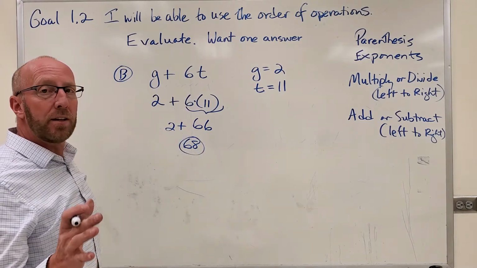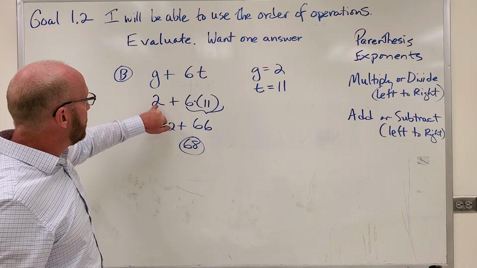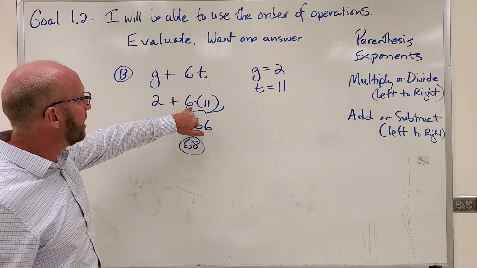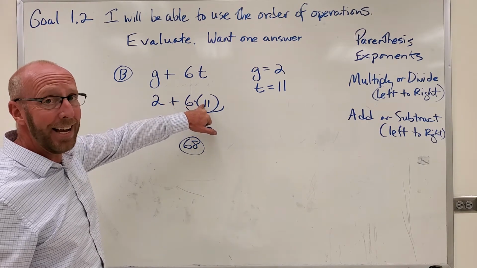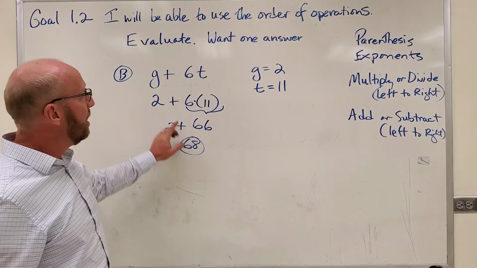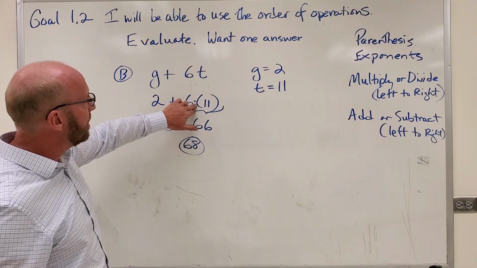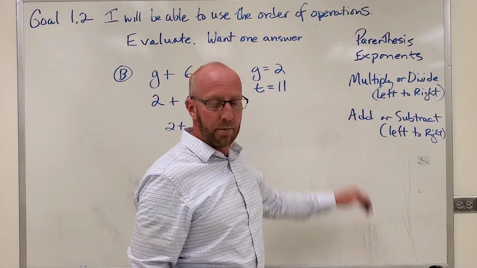Now notice, if you did it the other way, you'd be going 2 plus 6 is 8, and 8 times 11 is 88. Wrong answer. Correct answer, multiply first, then add. Remember, it's PEMDAS.